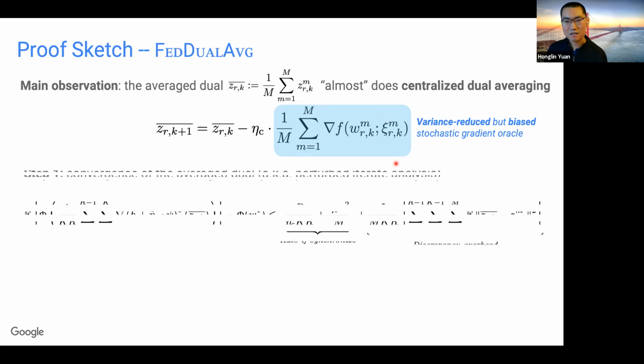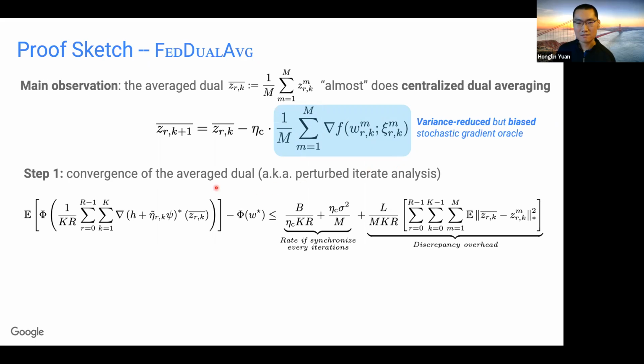This key observation enables the following lemma, where we can show the convergence of this average dual state, which we call the shadow sequence. The framework is similar to the so-called perturbed iterate analysis, which also appears in the previous analysis of federated averaging. But we extend this to the dual states. And instead of measuring the primal difference, we have to measure the dual difference here. And you also have to consider slightly different states for the point to evaluate.